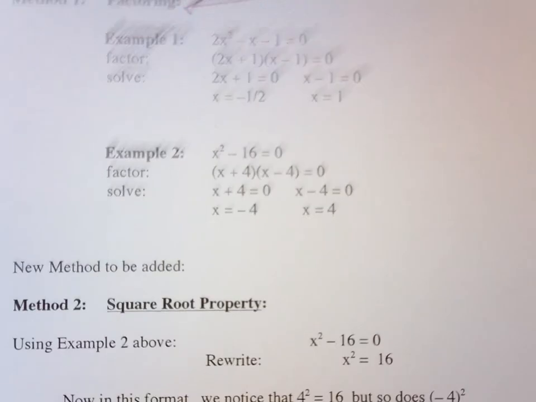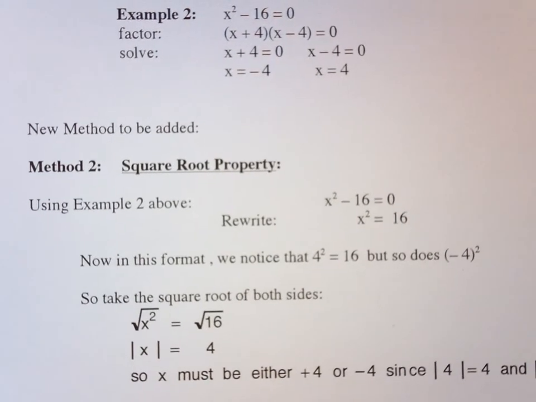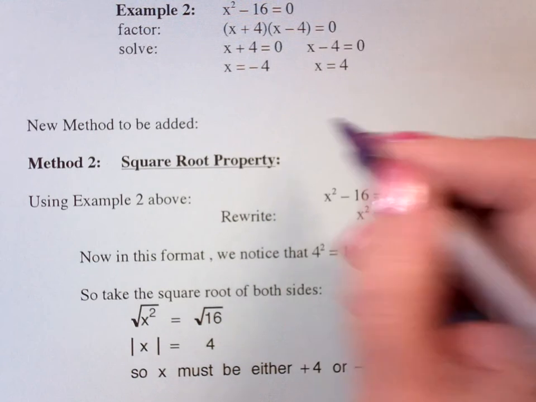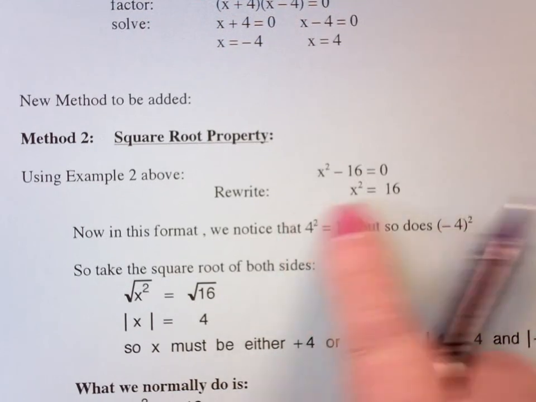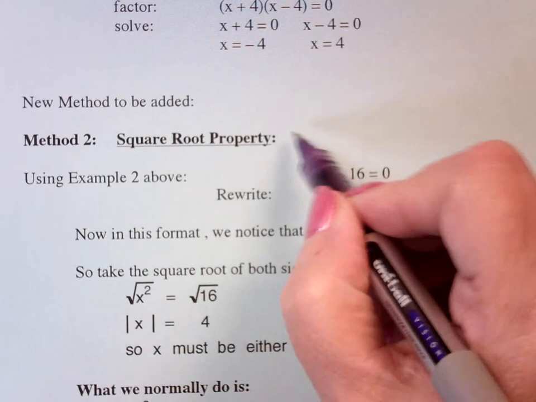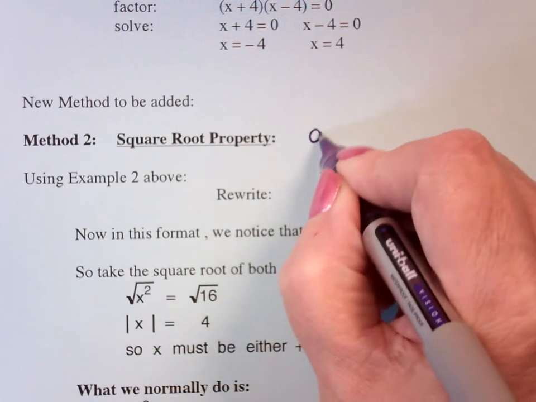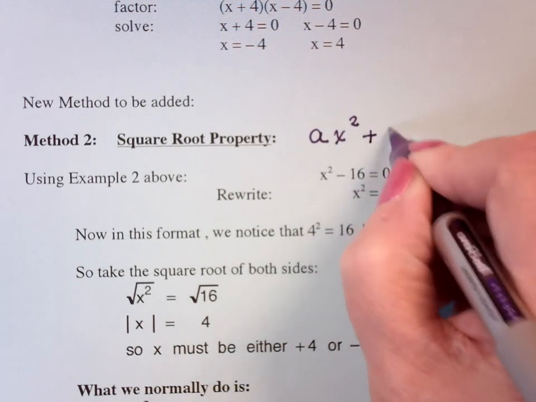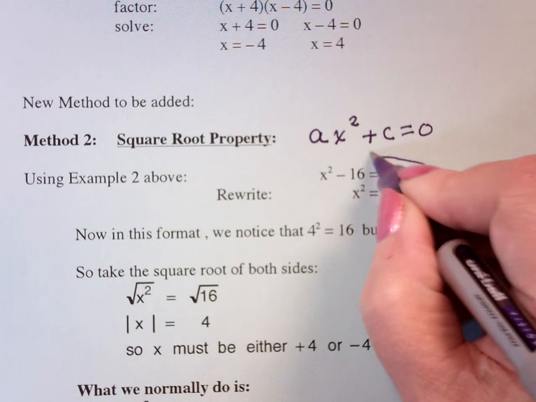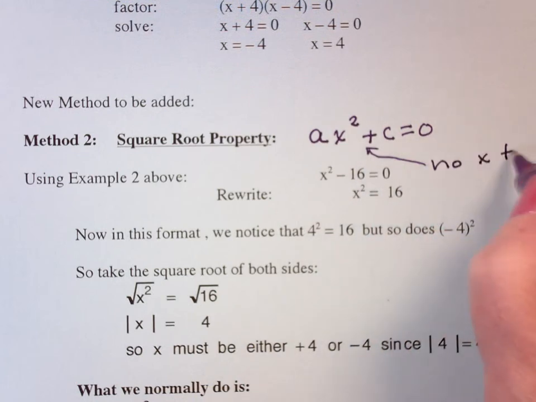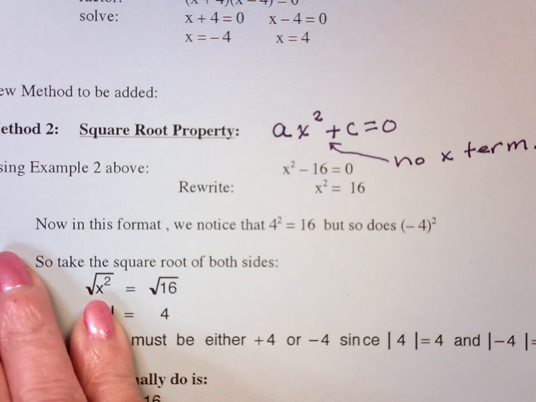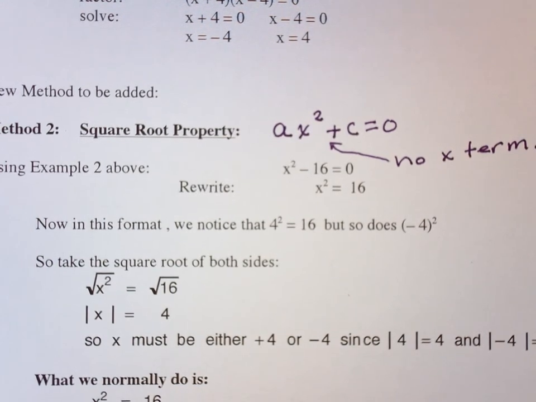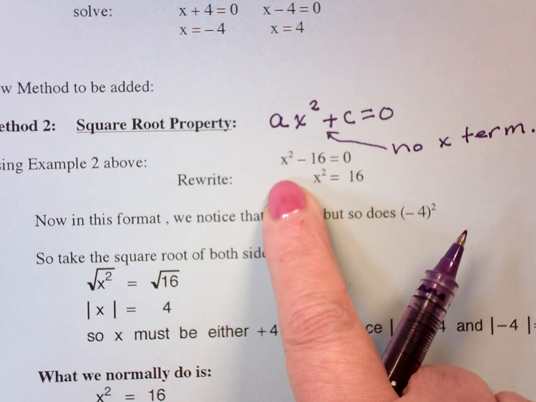The first new method that we're going to add in this chapter is called the square root property. If I were to take a look at using the second example from above, x squared minus 16, the square root property only works for things that are of the form ax squared plus c equals 0, and you will notice that there is no x term. So it is a binomial that's got a squared thing and a constant.